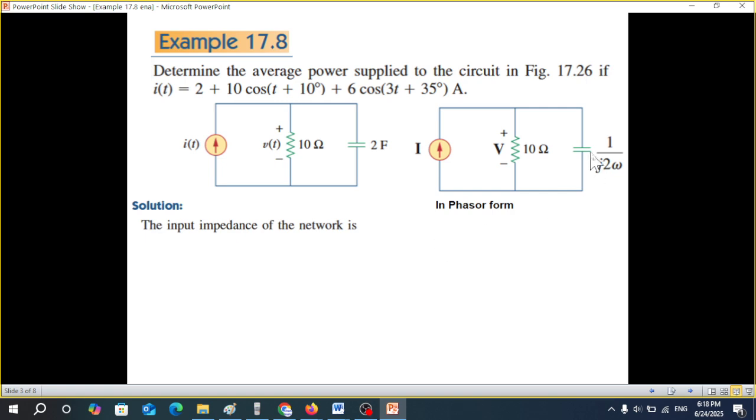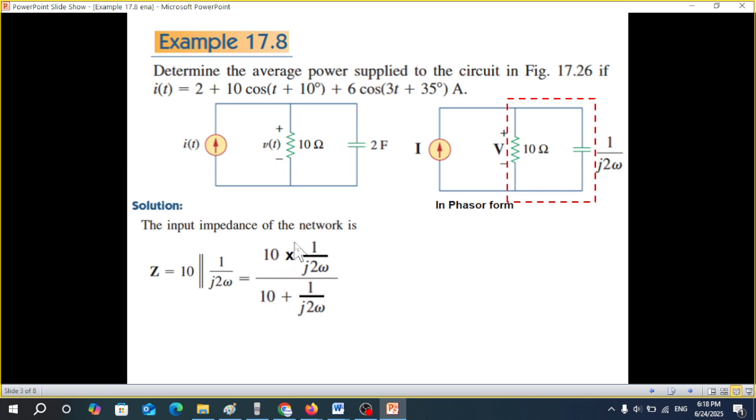Okay, so first of all, we'll find the DC value. Find the input impedance. So the impedance will be the parallel of these two, and that we can easily solve. Solving and further solving, this is the answer. Now you can see the denominator is in complex form, 1 plus j something. So we should convert this into polar form.